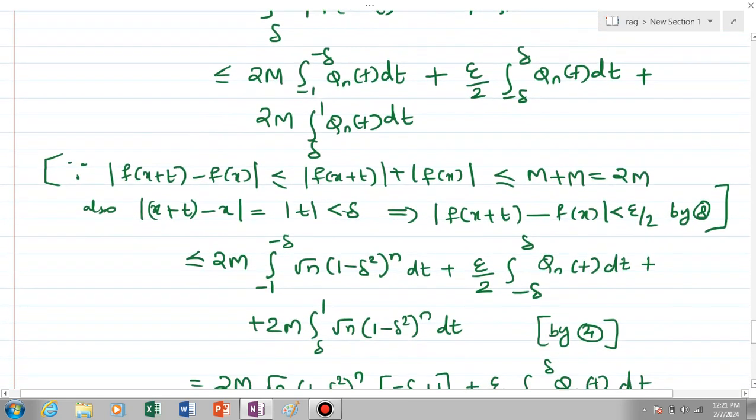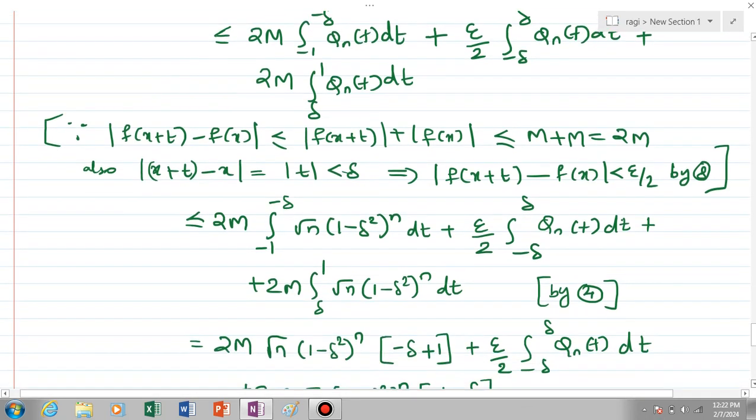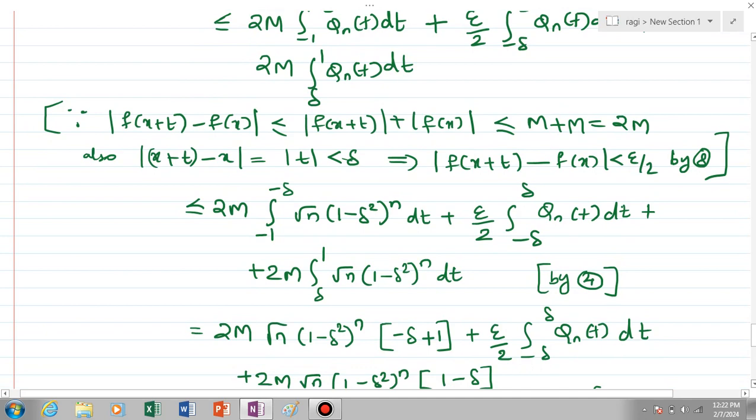and thus we have obtained that this is less than or equal to 2m into the integral from minus 1 to minus delta. We are replacing qn of t by something less than or equal to, root 10 into 1 minus delta square raised to n, by equation number 4 in the first and third integrals. Okay, the second integral being the same, and we are taking the quantity root 10 into 1 minus delta square to the n outside of the integral, because the running variable is t and this is independent of t, so we are taking it outside.